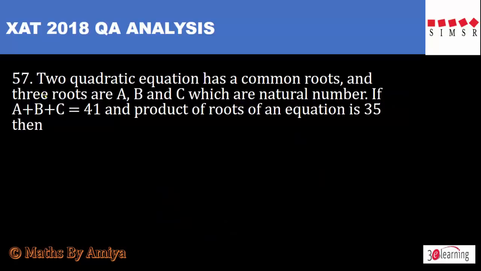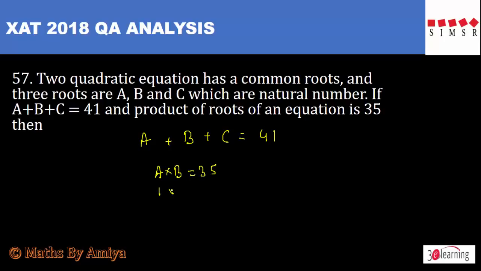Question number 57 is again one of the classical questions of XAT. We have 2 quadratic equations that have a common root. The 3 roots are A, B, C. We know A, B, C are the roots of 2 equations in which 1 root is common. We don't know which root is the common one, but the summation of all is 41 and all roots are natural numbers. And the product of 2 roots, assume A into B, is 35.